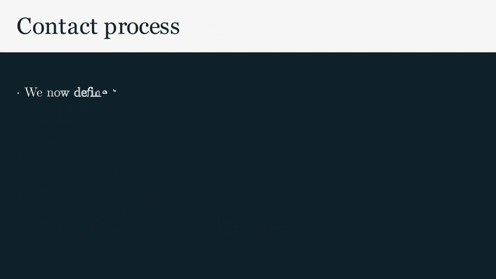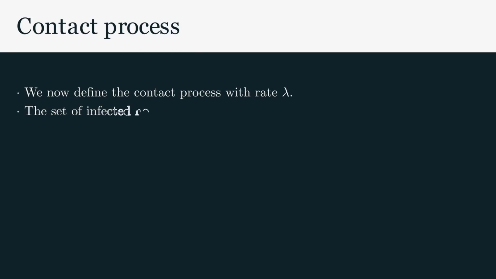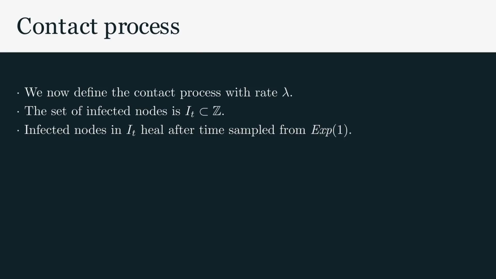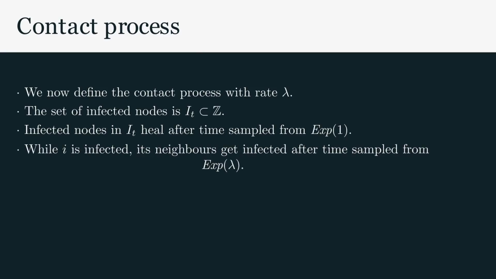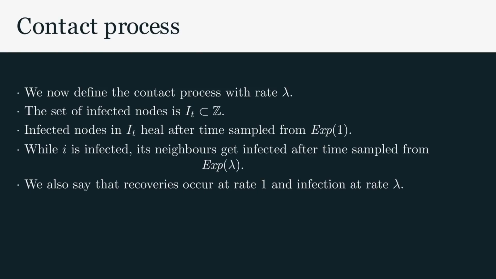We're now ready to look at the contact process. The contact process is just a set of infected nodes at a time. We will say that every infected node heals after a time sampled from the exponential distribution with rate 1. Additionally, we say that each infected node will infect one of its neighbors after a time sampled from the exponential distribution of rate lambda. You can also say that healings occur at rate 1 and infections at rate lambda.